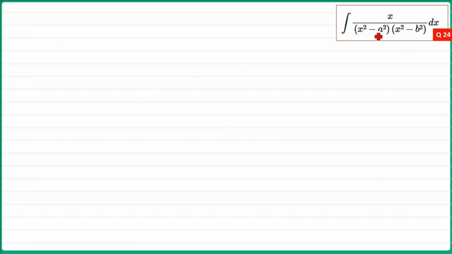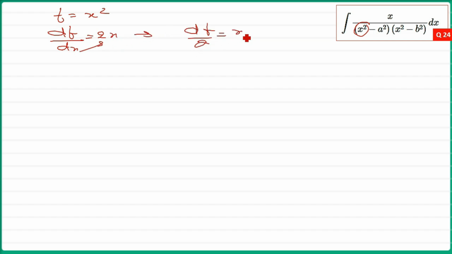This one is x square minus a square and x square minus b square in the denominator. Now if you take this x square, the differentiation of x square will give us x dx. Of course, a 2 will be there. So let's take this in order to make it simpler. Take t equals x squared. dt by dx will be equal to 2x. That means if you multiply this, dt by 2 will be equal to x dx.